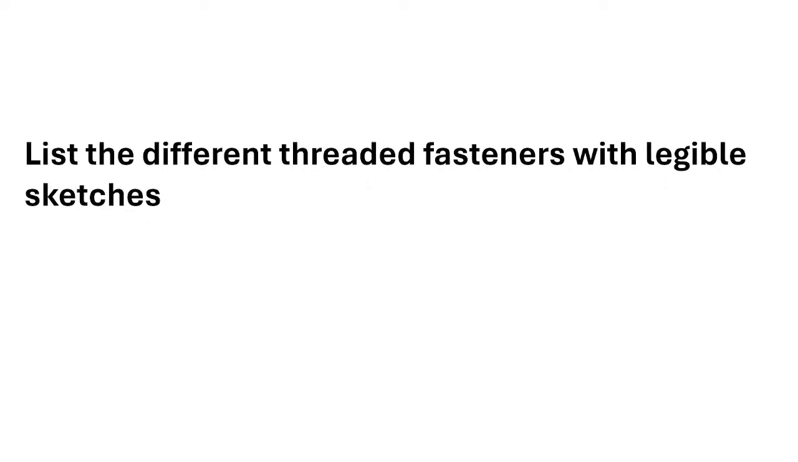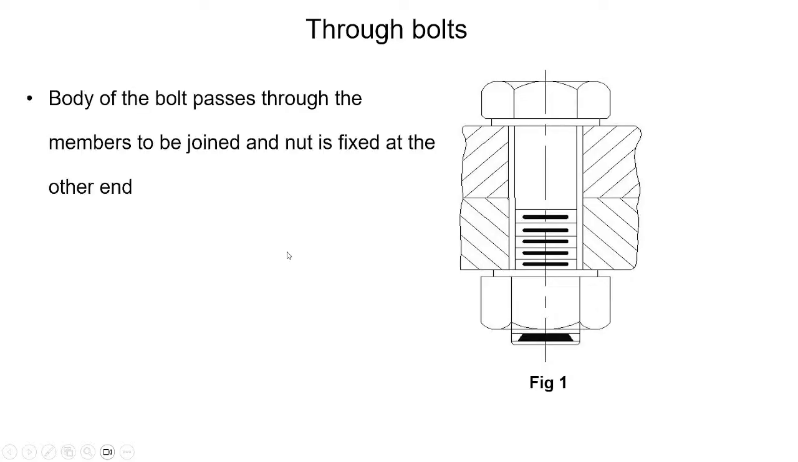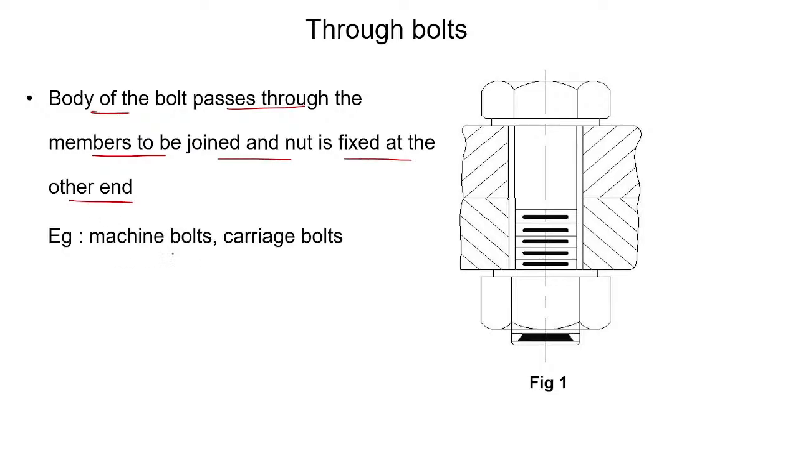List the different threaded fasteners with legible sketches. First one we have is through bolts. In the through bolts, there is a non-threaded portion as well as a threaded portion, and there is a nut at one of the ends. It is used for clamping two plates together. The body of the bolt passes through the members to be joined and the nut is fixed at the other end. Examples are machine bolts and carriage bolts.